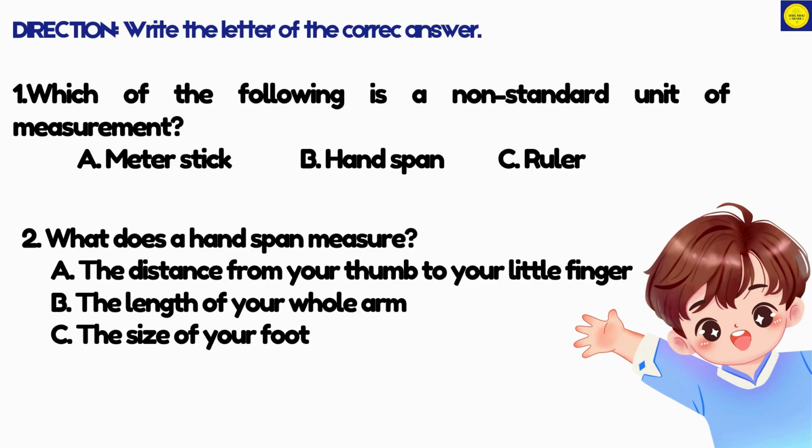Direction: write the letter of the correct answer. Number 1. Which of the following is a non-standard unit of measurement? A. Meter stick. B. Hand span. C. Ruler. Number 2. What does a hand span measure? A. The distance from your thumb to your little finger. B. The length of your whole arm. C. The size of your foot.